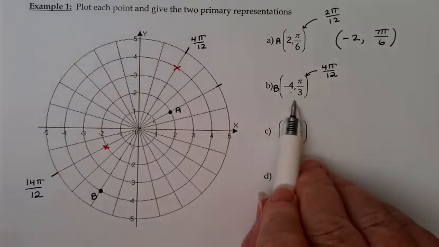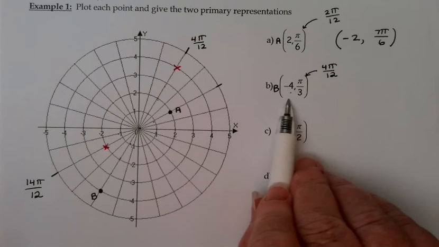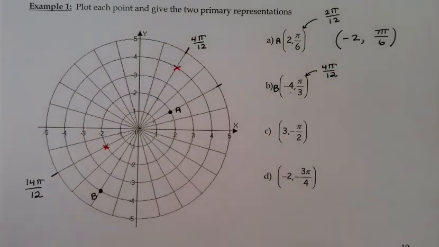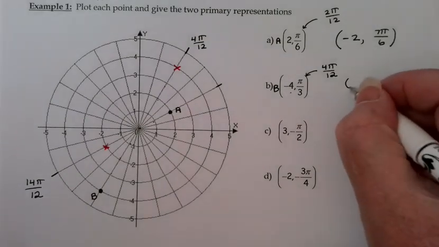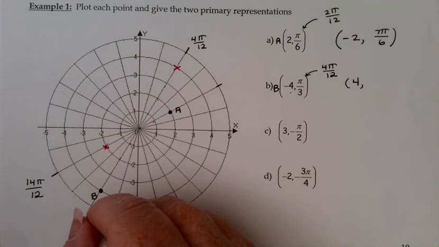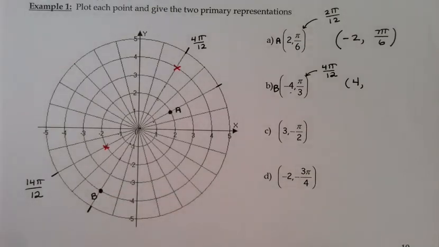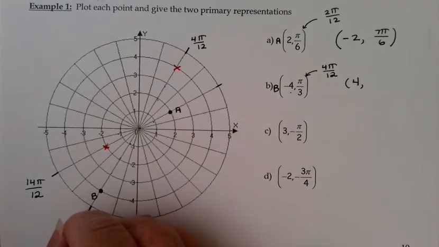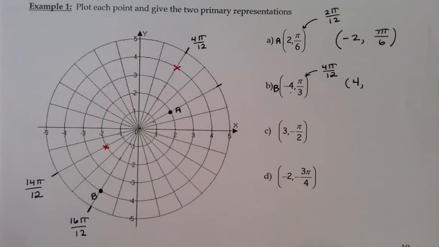Again, I already know one primary representation, since that's an angle between 0 and 2 pi. I want the other one, the one with a positive 4 for r. And to get that, I will need this angle. So that's, this was 14, 15, 16 pi over 12. Or in lowest terms, 4 pi over 3.